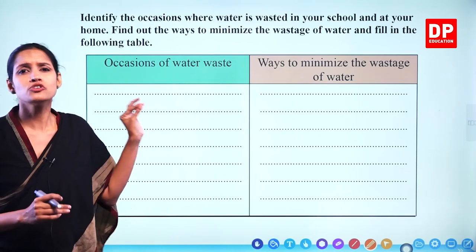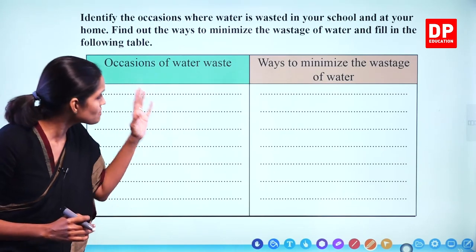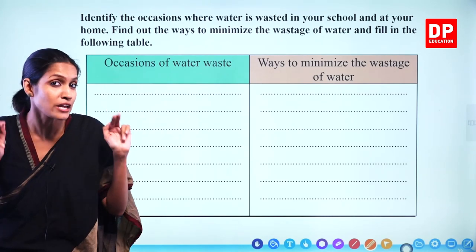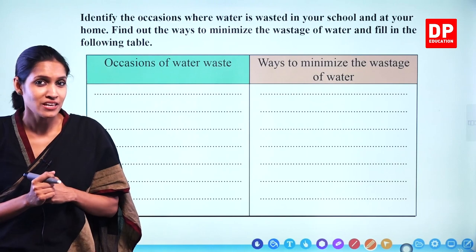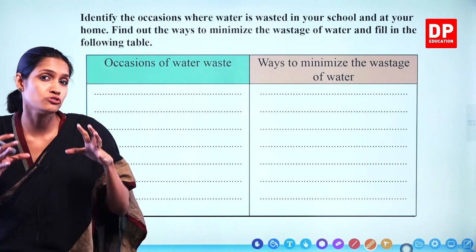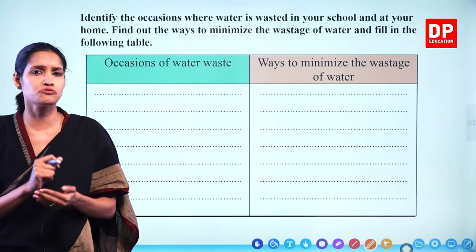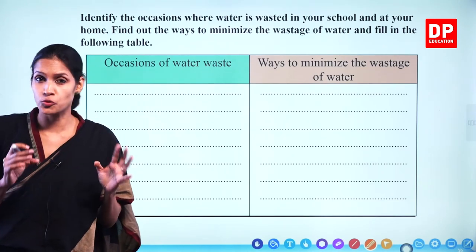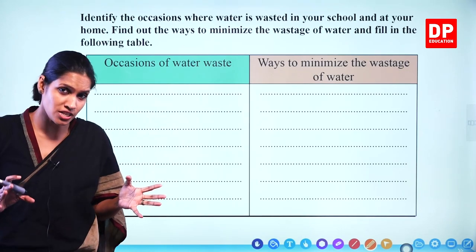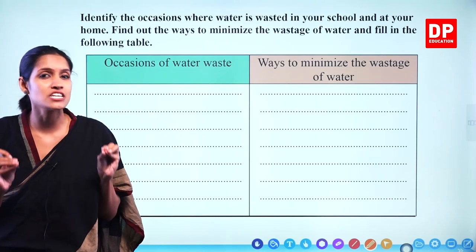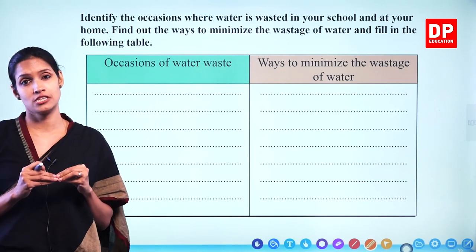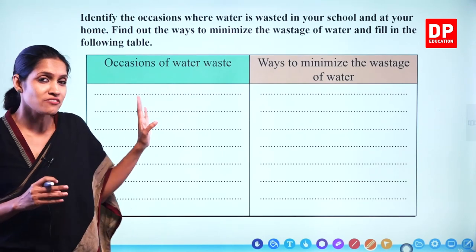It's very simple to conserve water, children. It's very simple to minimize the wastage of water. You just have to be a little mindful about it. Okay? You have to always think that when you go into the washroom, okay, I'm going to use water, I should conserve water. Now, we all know that water is a limited resource. Even though we think we have enough water, water is a limited resource. That is why we have to minimize the wastage of water. Understand? So shall we write this down?